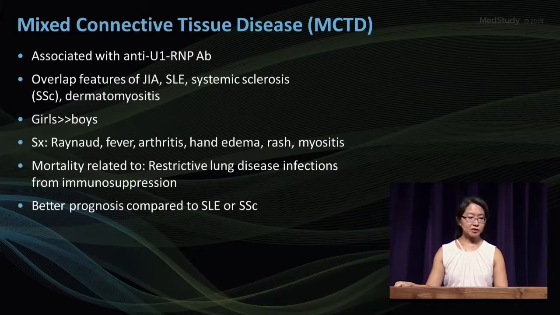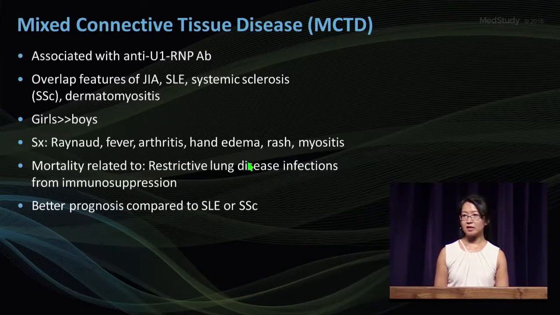Next, I want to turn your attention to mixed connective tissue disease. This is exactly what it sounds like. It's just a mix of different things. Mixture of lupus, mixture of JIA, mixture of systemic sclerosis, or dermatomyositis. Girls are affected more so than boys, and the symptoms are Raynaud's, fever, arthritis. They can have hand edema, rash, myositis. It's just a melee of different things. Mortality is related to restrictive lung disease.